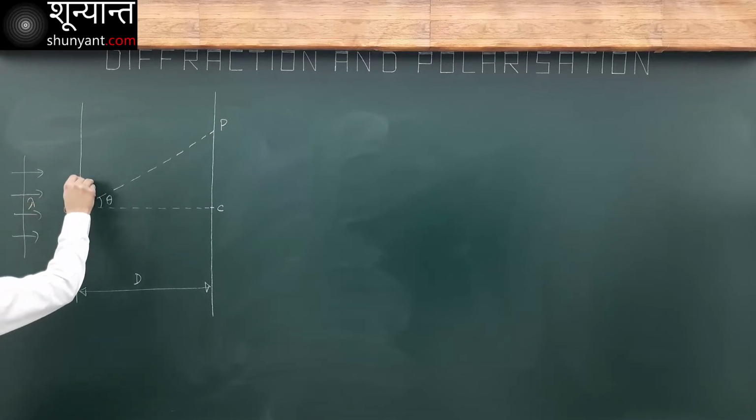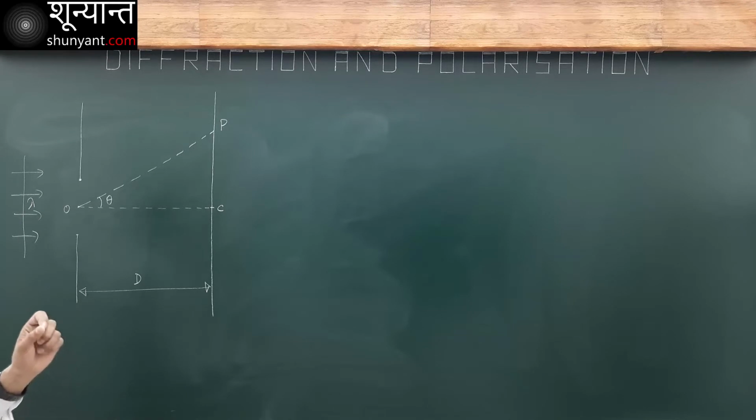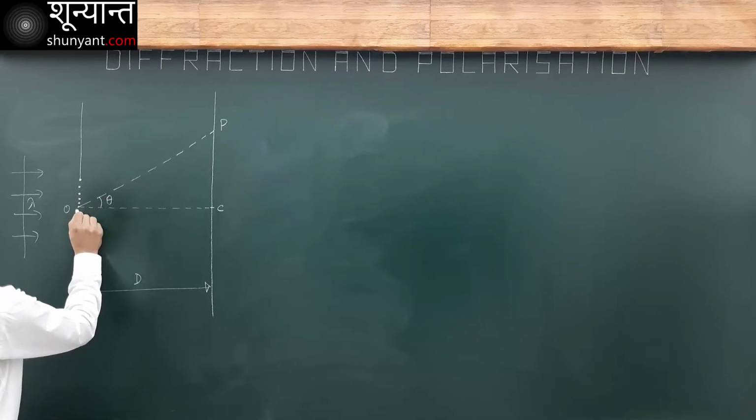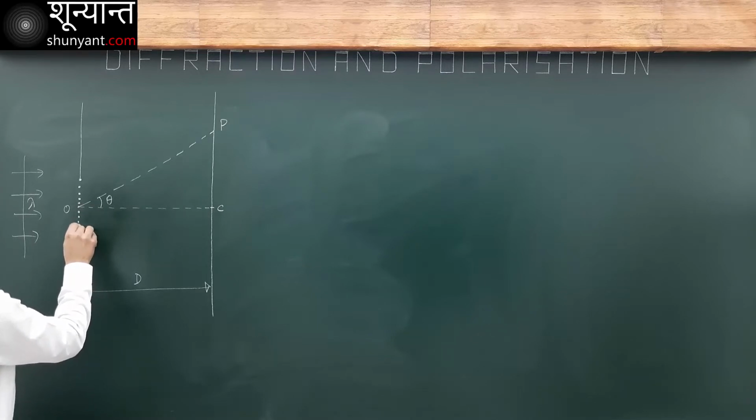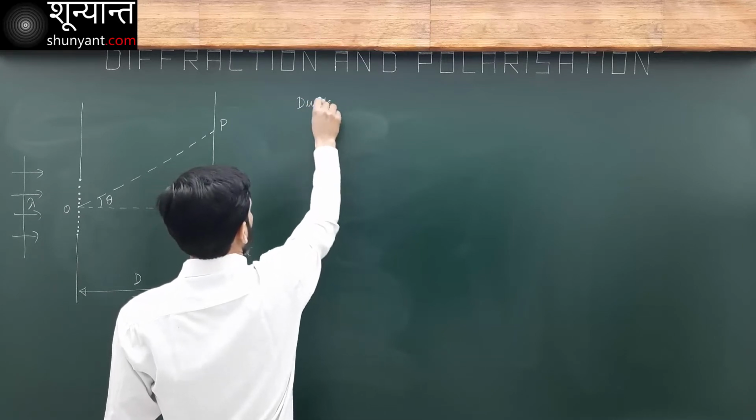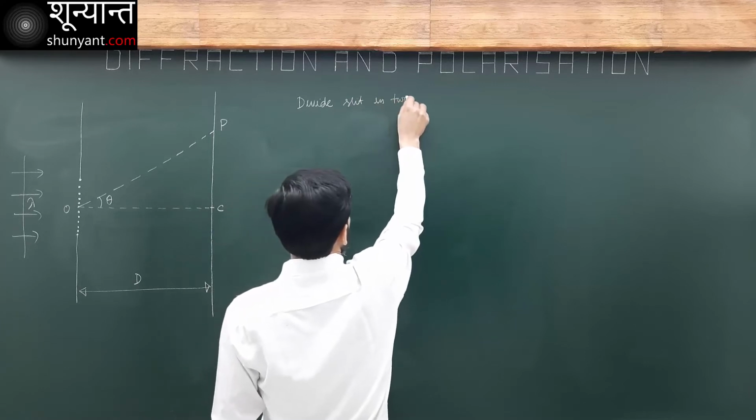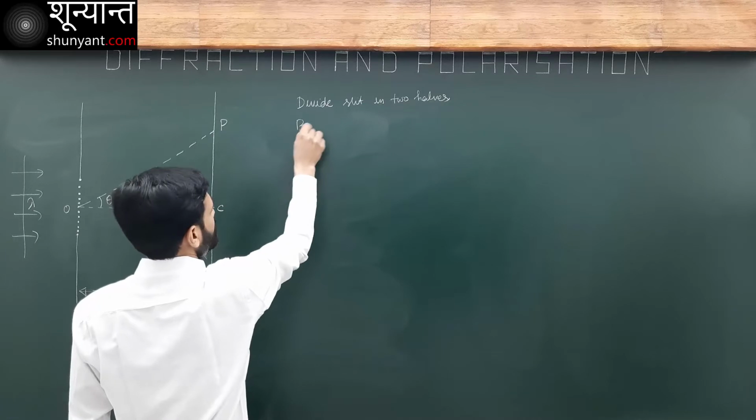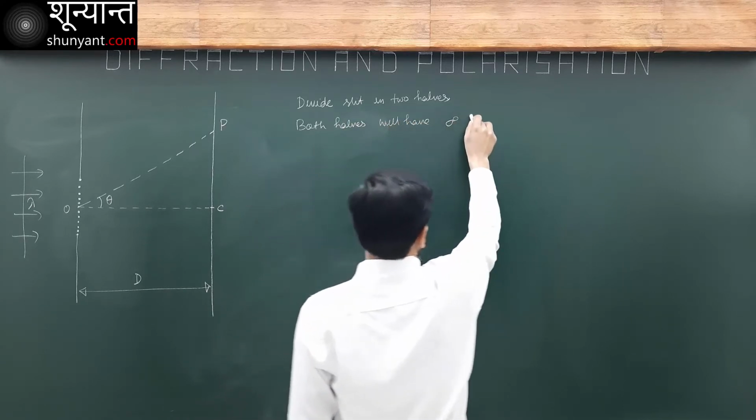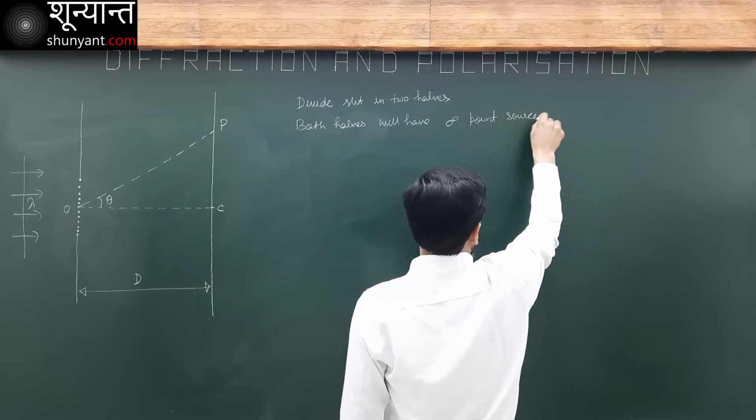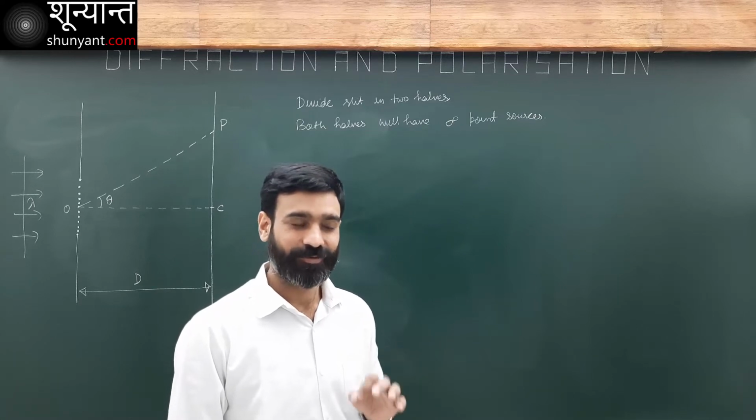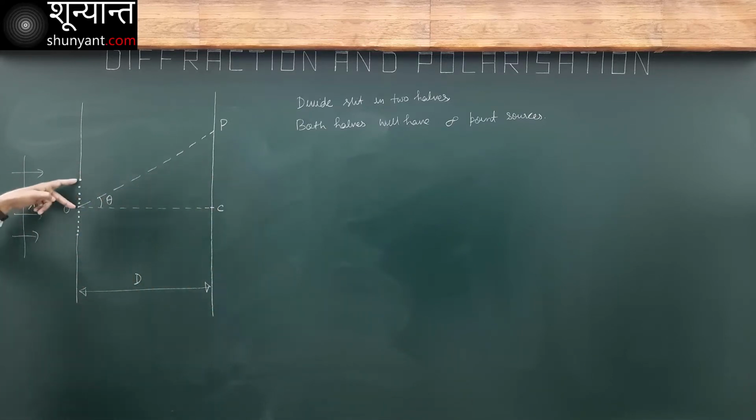Wavelength is lambda. How many sources am I going to have? I am going to have infinite sources. And see this beautiful thing. Divide the slit in two halves. Both halves will have infinite point sources. Makes sense? I divide infinite into two halves, and both halves are going to be infinite.